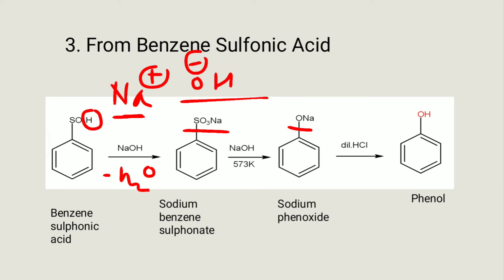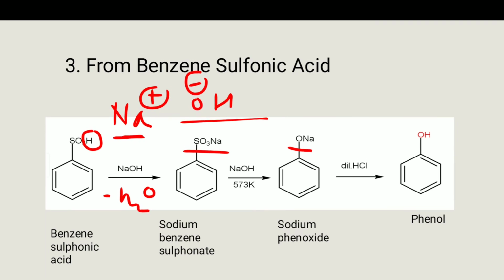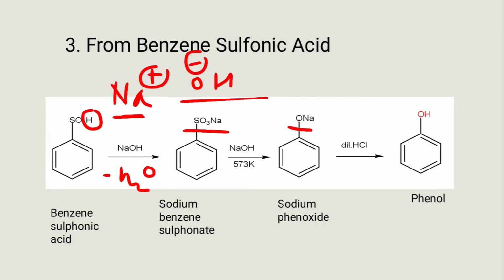And the last step is the same, with dilute HCl, that ONa, sodium phenoxide, gets converted into phenol. Sodium phenoxide is like an ether only, therefore phenoxide is written. So that's how we first convert benzene sulfonic acid with the help of NaOH to sodium benzene sulfonate. That sodium benzene sulfonate with NaOH at 573 Kelvin converts into sodium phenoxide, and ultimately with dilute HCl, sodium phenoxide gets converted into phenol.